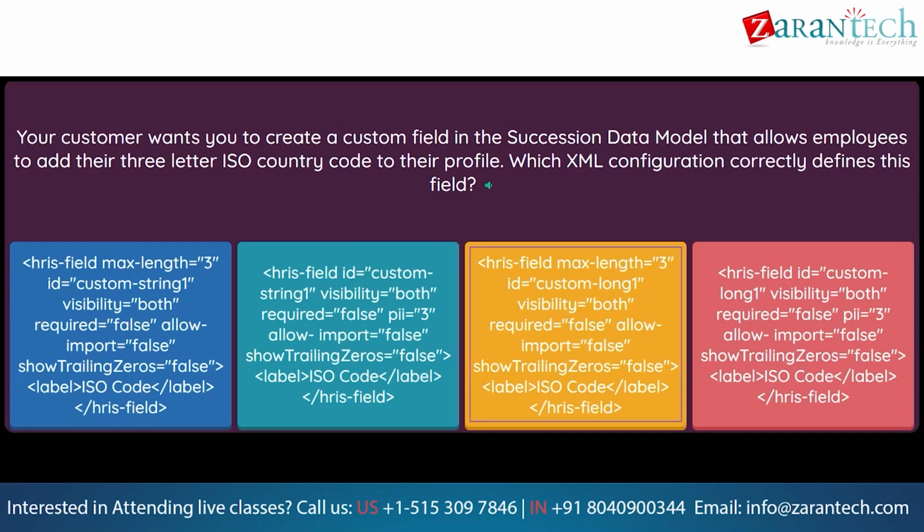Option 3: hris-field max-length=3 id=custom-long1 visibility=both required=false, allow-import=false, show-trailing-zeros=false, label ISO code, /label, /hris-field. Option 4: hris-field id=custom-long1 visibility=both required=false, precision=3, allow-import=false, show-trailing-zeros=false, label ISO code, /label, /hris-field.